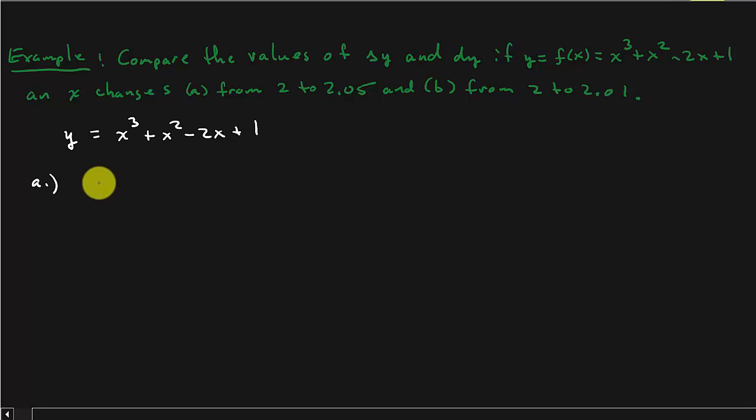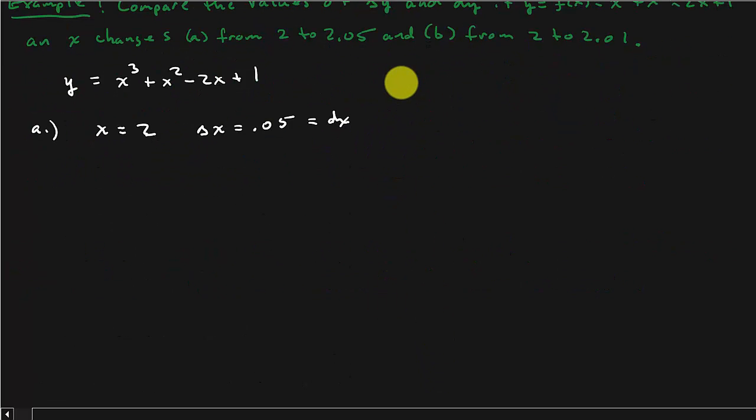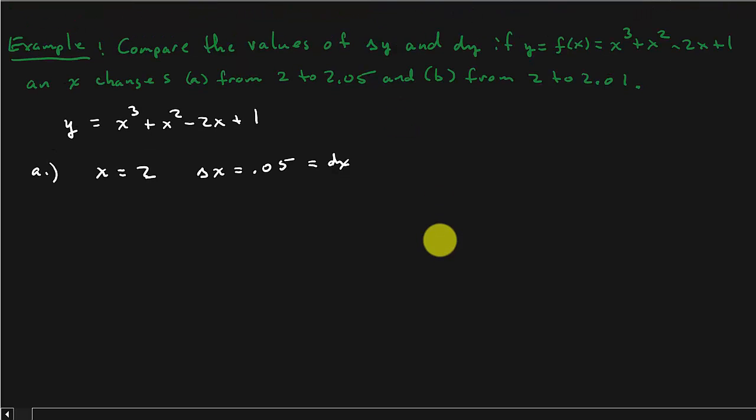All right, so we've got x is equal to 2. We're going from 2 to 2.05, so x is 2, and then delta x is equal to 0.05, which, remember, is the same thing as dx. Remember, delta x is equal to dx. So what do we want to find first? It doesn't matter. How about we find delta y first? So remember, delta y is equal to f of x plus delta x minus f of x.